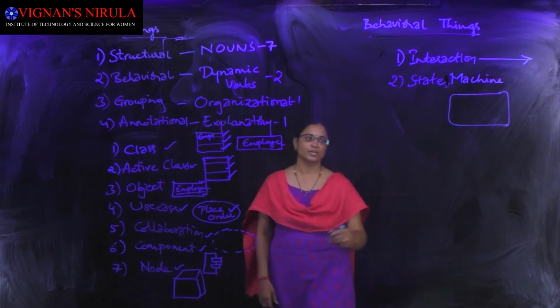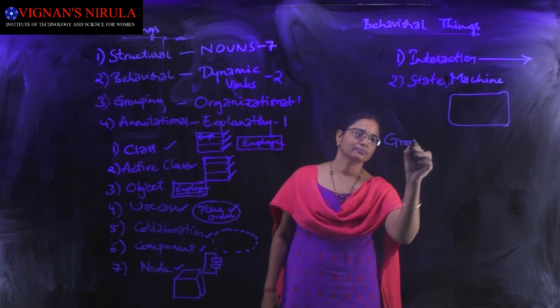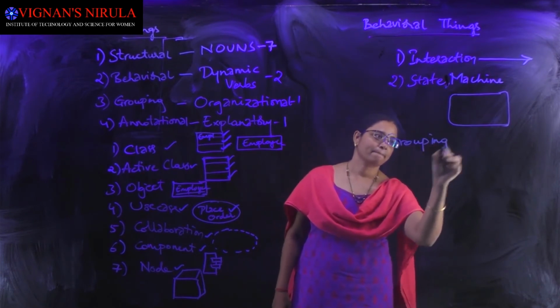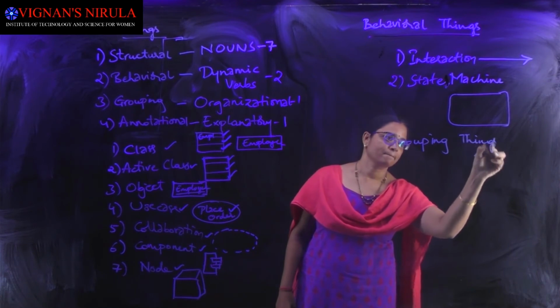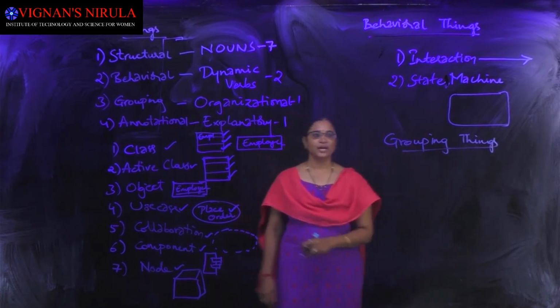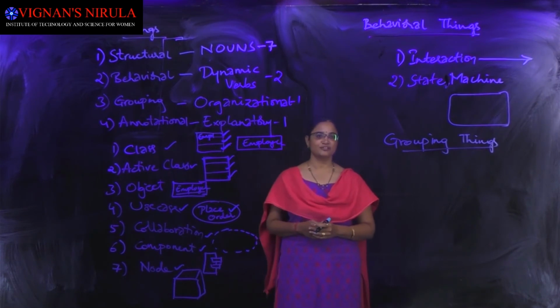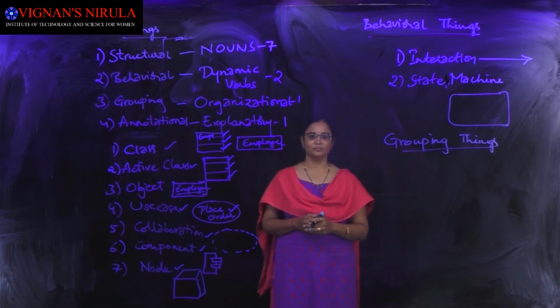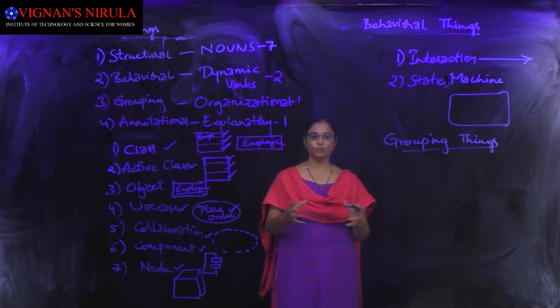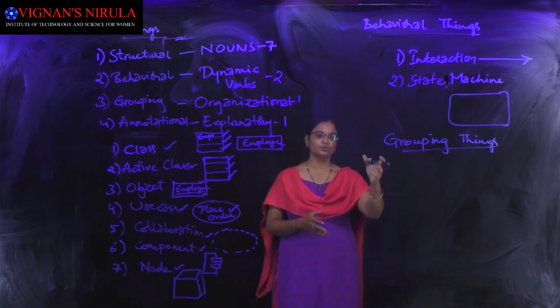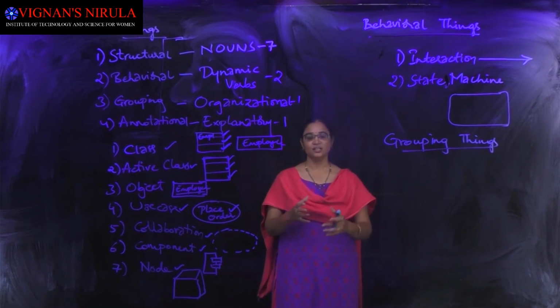Coming to the next one, grouping things. Grouping things are nothing but the organizational parts of the UML. If you want to have the Unit 3 material, you'll have some PPTs, some video lectures, some files. You group all these things and keep them in a folder. So here also, if you want to group such types of elements, you'll use the grouping things. They organize the elements in a fashion. That is nothing but the grouping things.